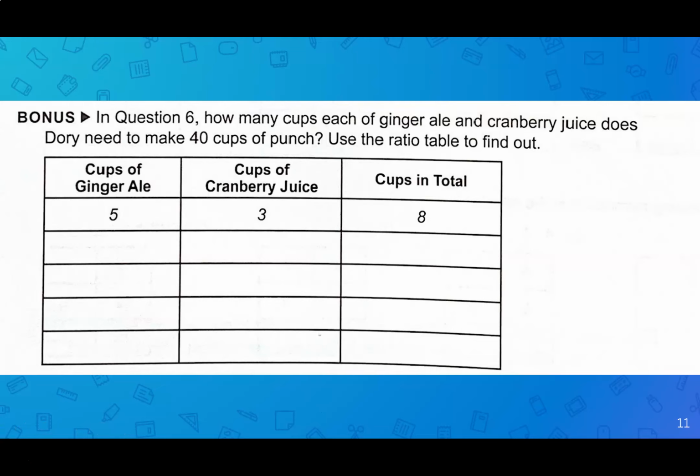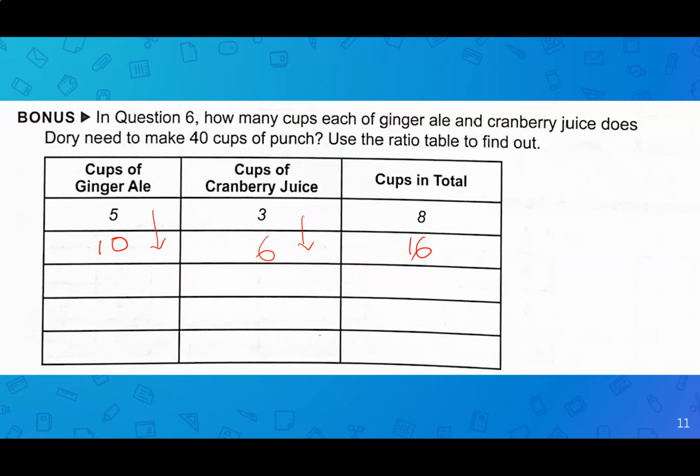In question 6, how many cups each of ginger ale and cranberry juice does Dory need to make 40 cups of punch? Use the ratio table to find out. So here you can see they have added an additional column, cups in total. So if she added 5 cups of ginger ale and 3 cups of cranberry juice, she will have 8 cups of punch. So we know if she uses 10 cups of ginger ale and 6 cups, so we're counting by 5s and counting by 3s, she will have 16 cups in total.